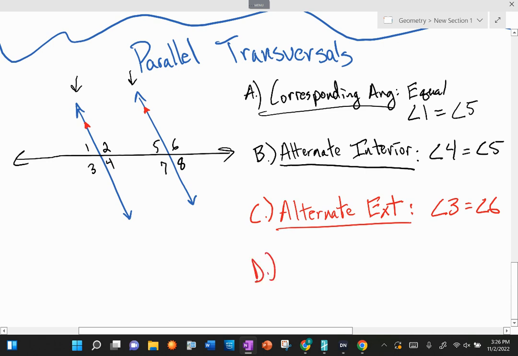And then letter D. Okay, consecutive interior. And consecutive interior would be what? 4 and 7. 4 and 7 would be consecutive interior. Oh, 3 and 8. Oh, I mean 4 and 7, 8 and 2 and 5. So what would those tell us?